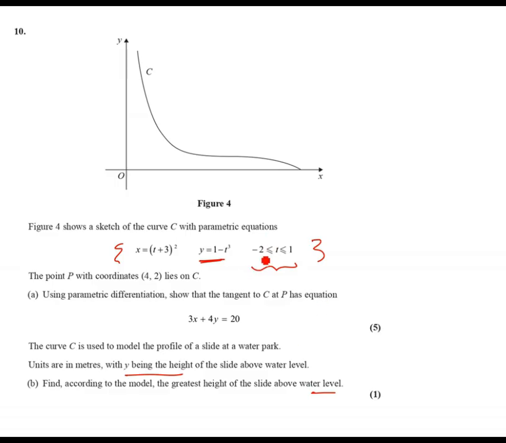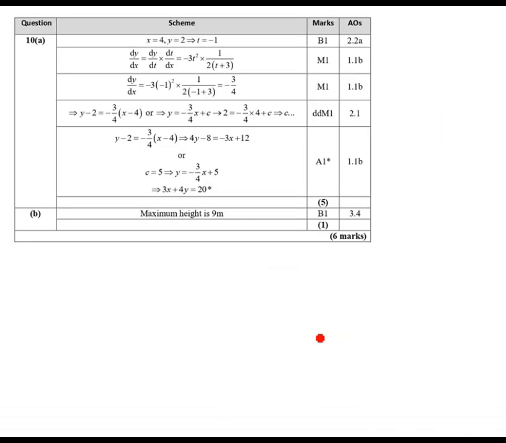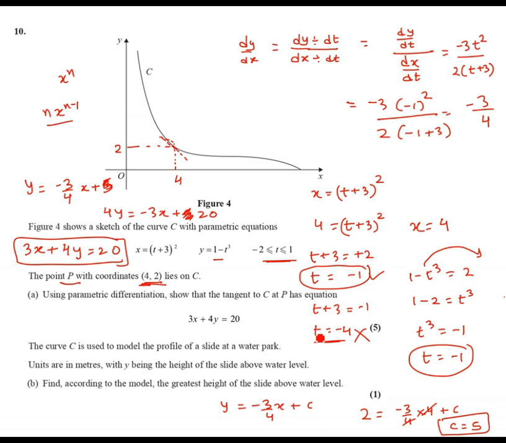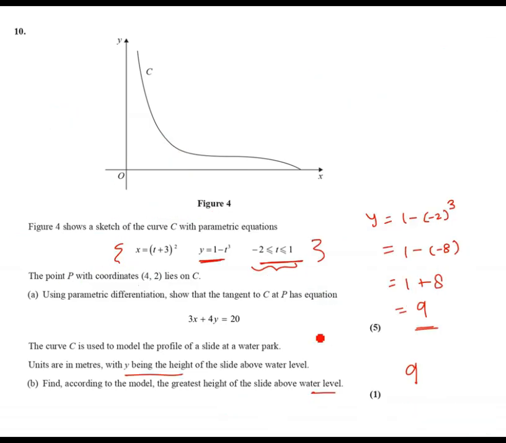So if we can work out the maximum value of y in this interval, that will be the maximum height. Okay, so if we put t equals minus 2 here, 1 minus (minus 2) cubed, that will give you 1 minus minus 8, and that will give you 1 plus 8 equals 9. So any other values of t in this interval will give you a value smaller than 9. So the maximum height will be 9. Let's check the answers. Yeah, that's 9 meters. This is in meters, so you can say that's 9 meters.